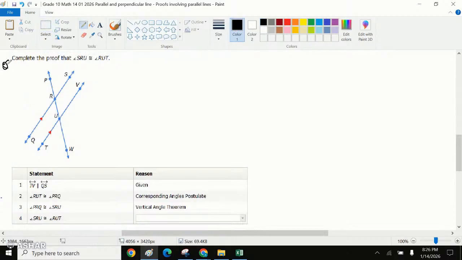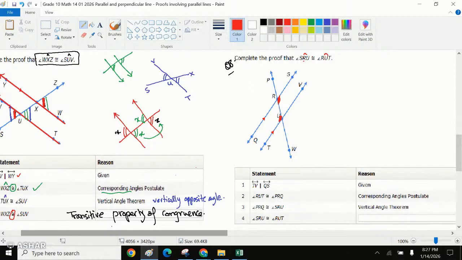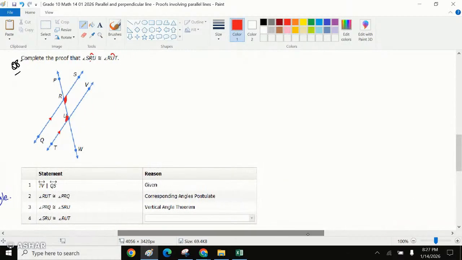Let's write question number 8. The statement says, create the proof that these two angles, SRU and RUT, where R, U, and T, and this angle, are equal. We have the same shape as the previous question, right? These were the same. So let's see, why are they exactly the same?